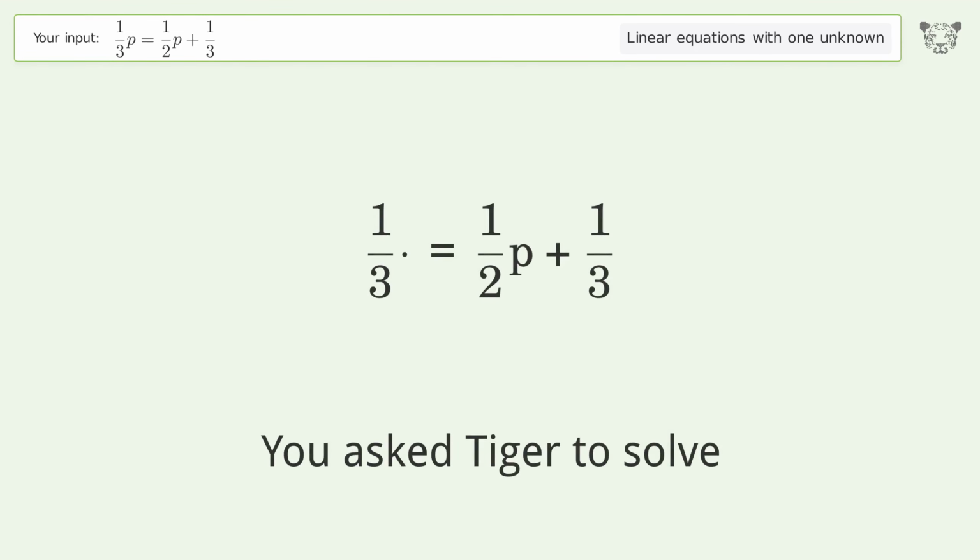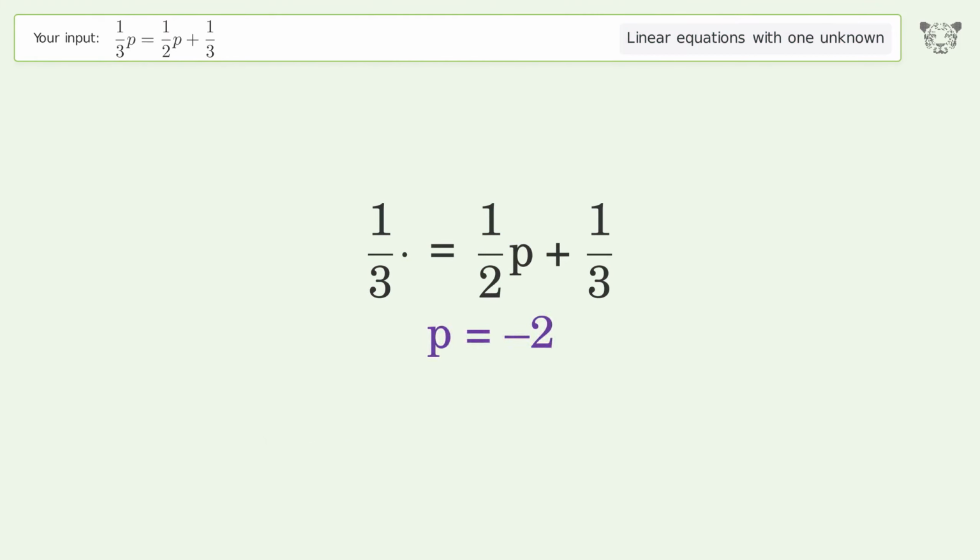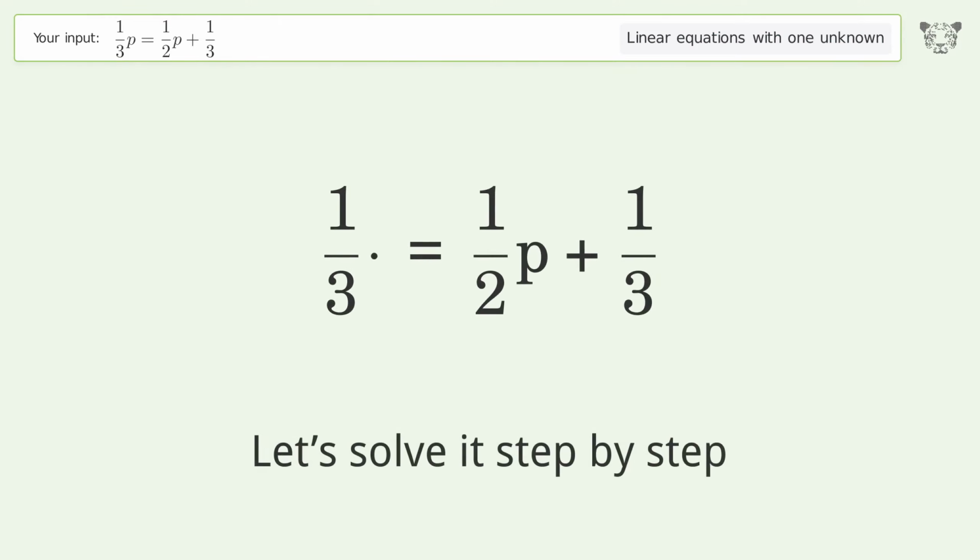You ask Tiger to solve this. It deals with linear equations with one unknown. The final result is p equals -2. Let's solve it step by step.